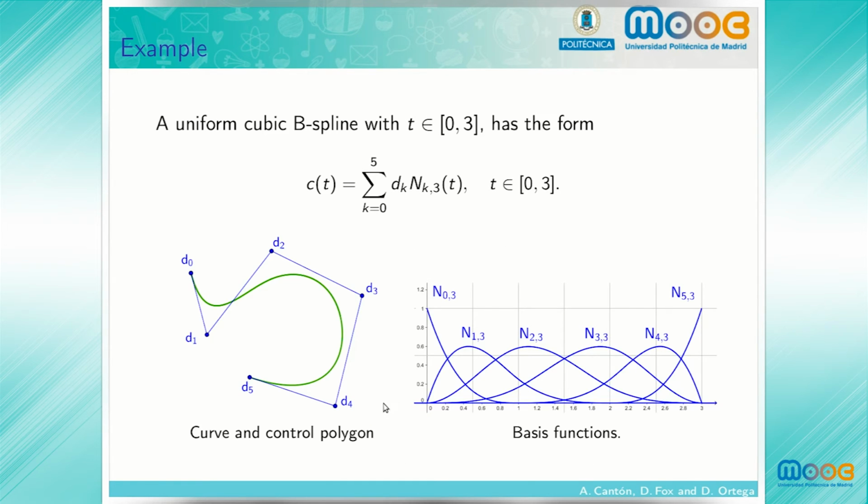A uniform cubic B-spline, with t running from 0 to 3, is a linear combination of basis functions, n sub k3, as k runs from 0 to 5, with coefficients d sub 0 to d sub 5, which are the control coefficients of the control polygon. To each d corresponds a basis function.